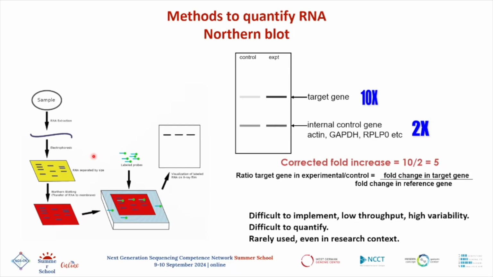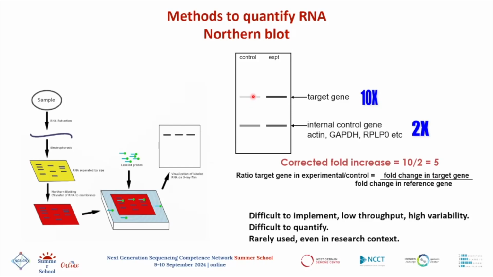One can transfer it into a membrane, and expose this membrane to what we call labeled probes. Typically, these labeled probes would be a sequence of RNA of interest that one would like to visualize and quantify in a sample. So if I, for example, design a small probe which is specific for an RNA of interest for my gene of interest, I can then try to visualize it on an X-ray film. And these methods were used quite extensively, for example, to validate if a gene was expressed or not in a specific sample.